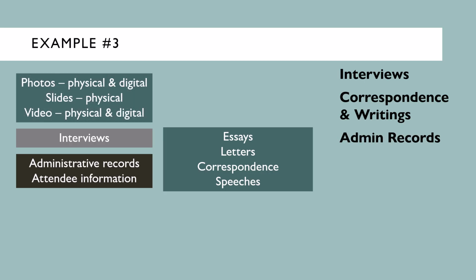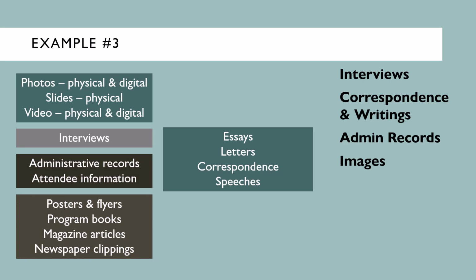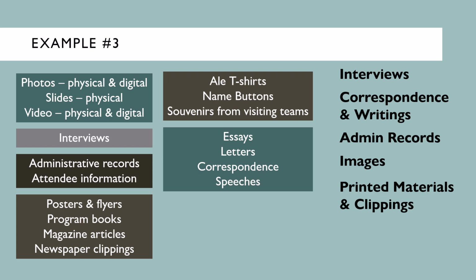We lumped all the photos, videos, and slides, both physical and digital, into images. And then we decided to gather together everything that had been printed for promotional use or had been published in some other format and called it printed materials and clippings. This included posters, flyers, newspaper clippings, press releases, and published magazine articles. All of the t-shirts, name buttons, and souvenirs went into our ephemera category.